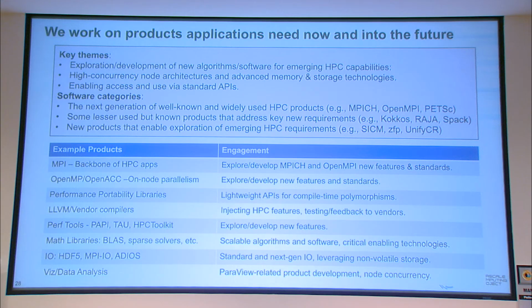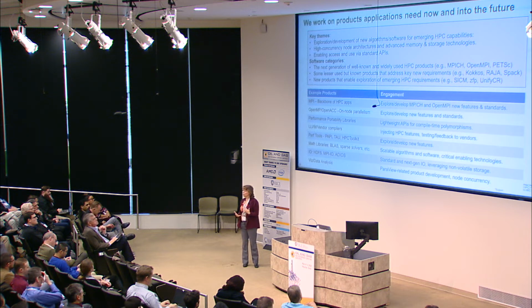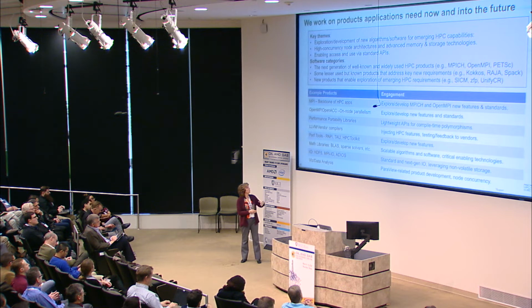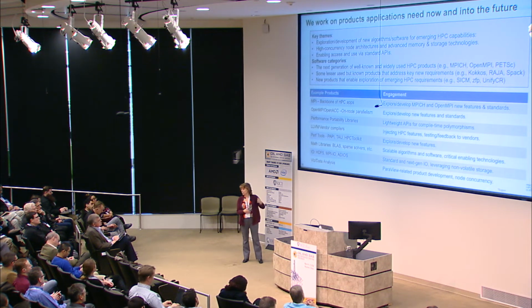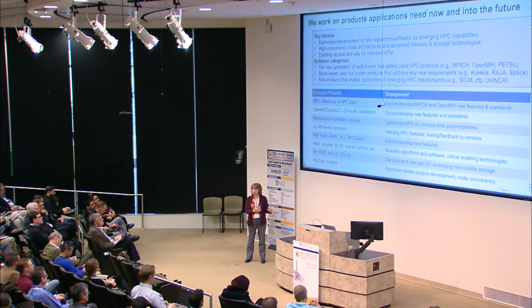So MPI, of course, is the backbone of most applications and widely used. There we're looking at and exploring open source implementations of MPI. What are the features that are going to be needed for the exascale computing applications, and how can we impact the standards? So we're very heavily involved in the standards communities, looking at things like OpenMP and OpenACC for the on-node work and exploring, again, new features and helping with the standards community efforts.